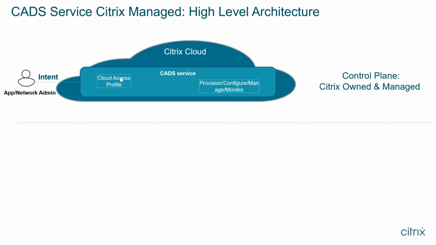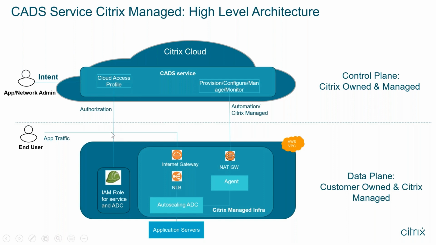The first thing they have to do is create a cloud access profile. So what does a cloud access profile do? Basically it assigns an IAM role so that the CAD service has privileges to do the automation in the data plane. When we say data plane, it is a customer-owned VPC, but it is managed by Citrix. The inner box that you see is the Citrix-managed infrastructure, and this infrastructure is completely abstracted from the service, so you don't have to bother about this box at all.